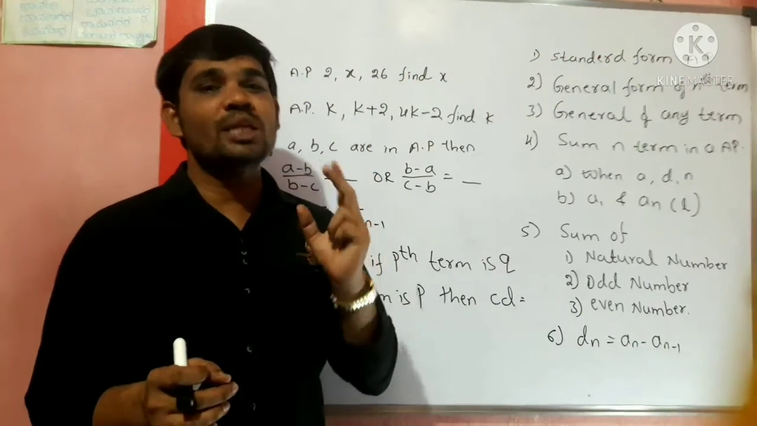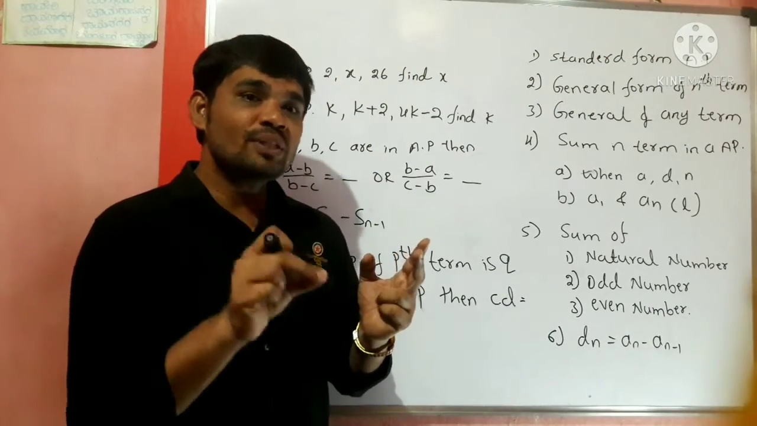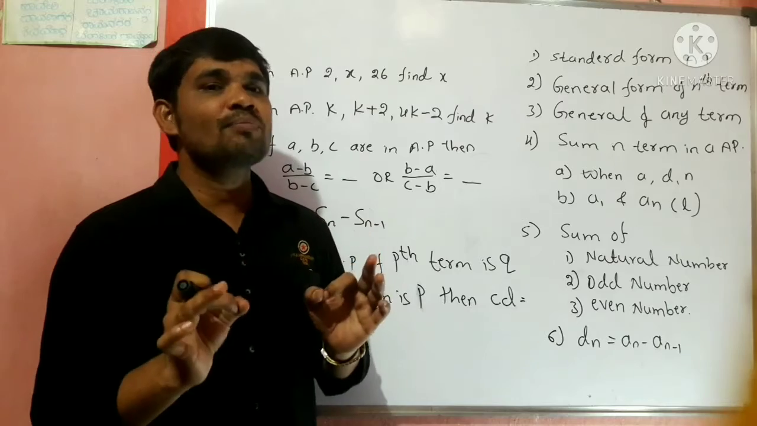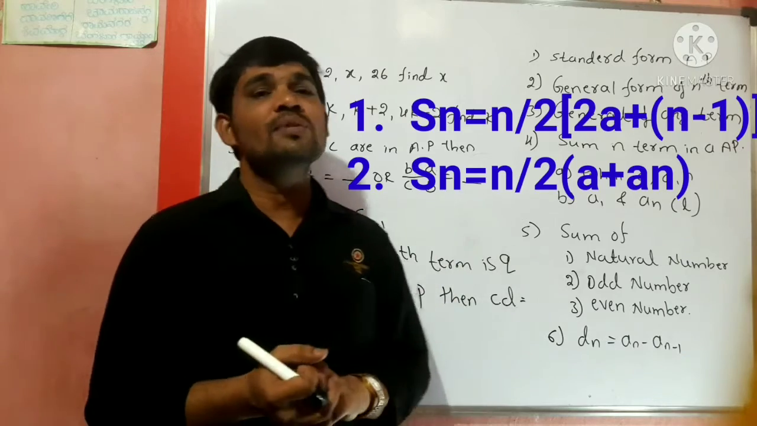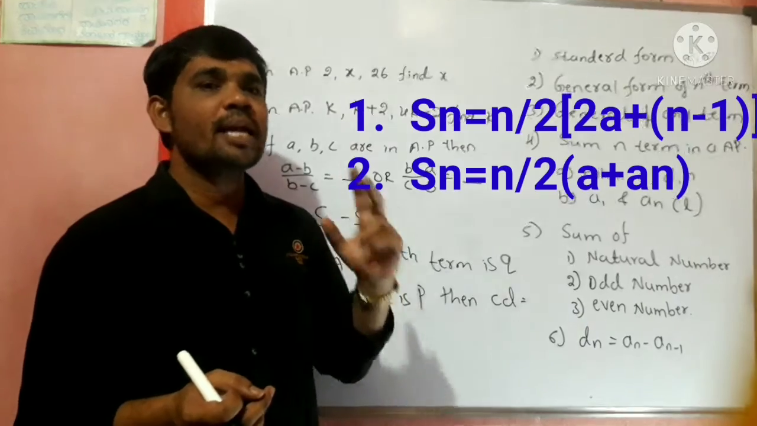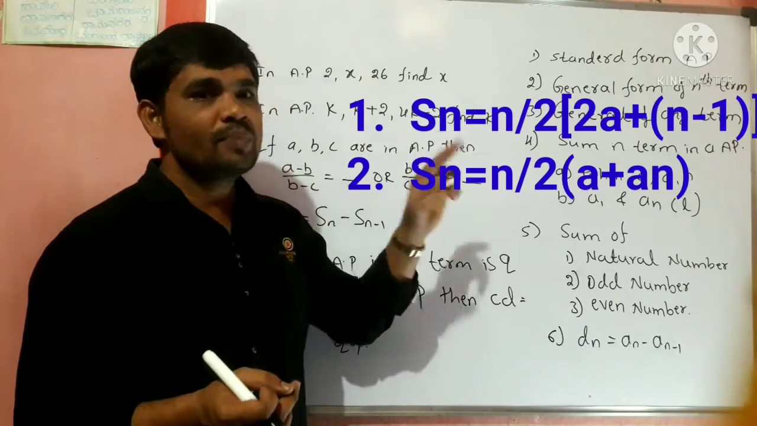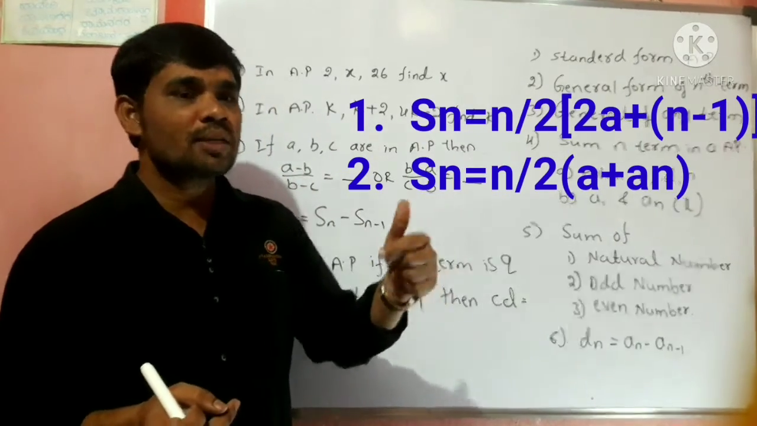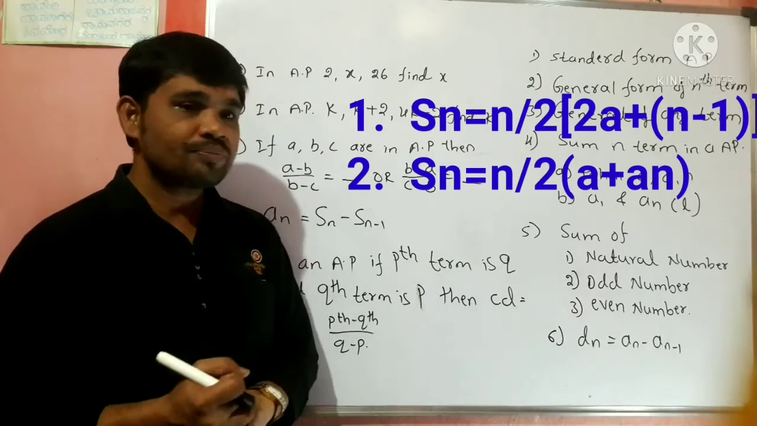Please read the question twice, whether they ask for the first and last term or they simply ask to write the sum of n terms of an AP. If they ask to write the sum of n terms of an AP, you have to write the first one. If they say the first term and last term are given, then you have to write the second one.